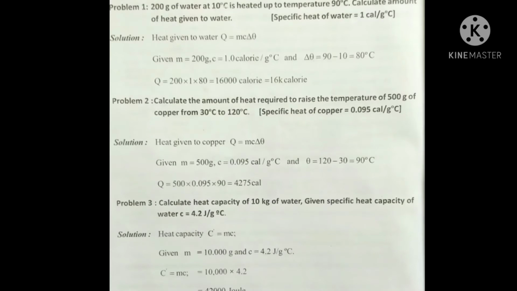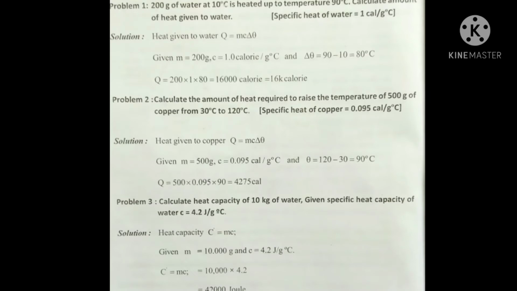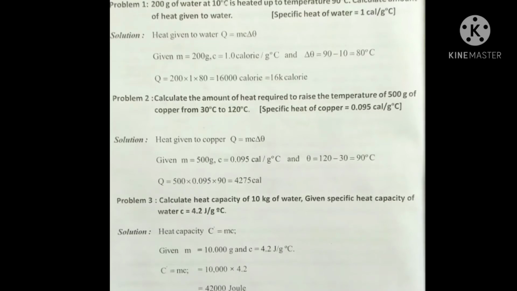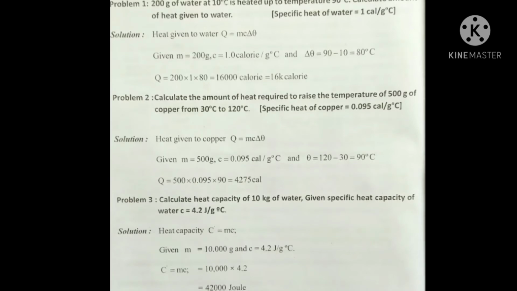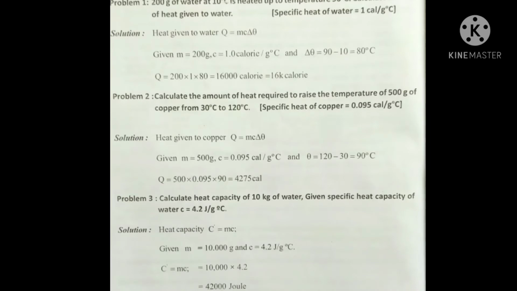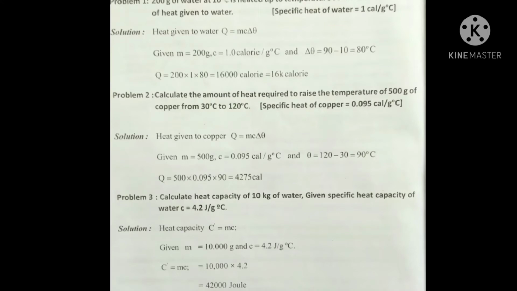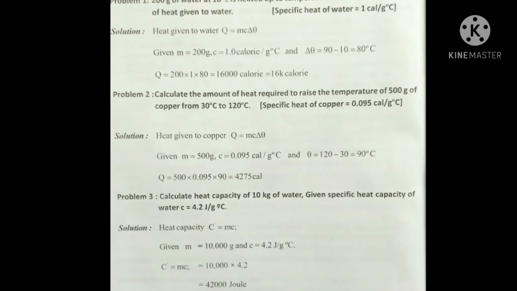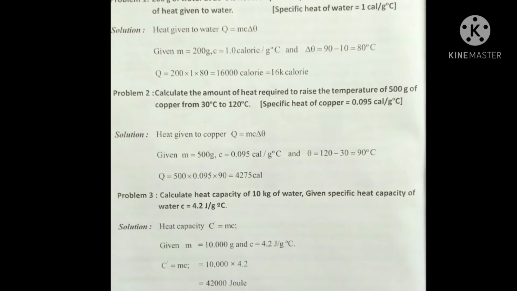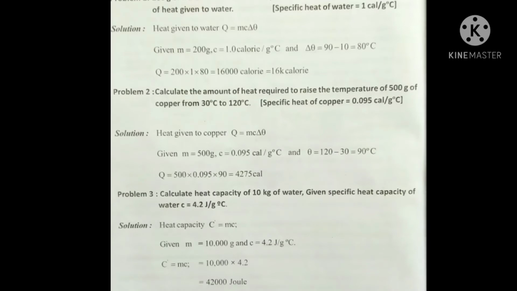So let's get into the problem. Quantity of heat is equal to the formula m into c into change in temperature delta capital T. M is the mass of the body, c means specific heat of the body, and delta capital T means change in temperature, T2 minus T1. So here we have to find the quantity of heat required.